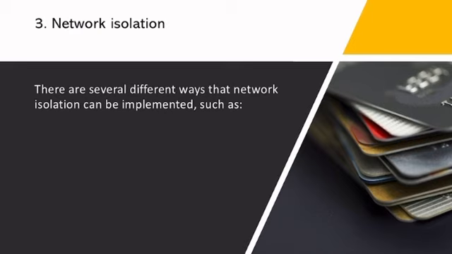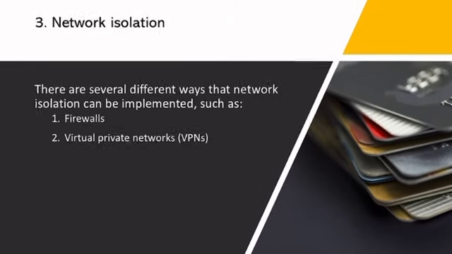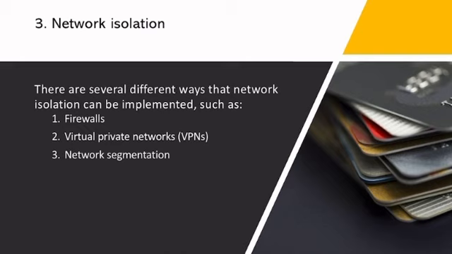There are several ways that network isolation can be implemented. Number 1, firewalls, virtual private networks, network segmentation, which involves dividing a network into smaller isolated segments, each with its own set of security. A smart card can be placed in a separate network segment, which can help prevent unauthorized access or communication with other devices.